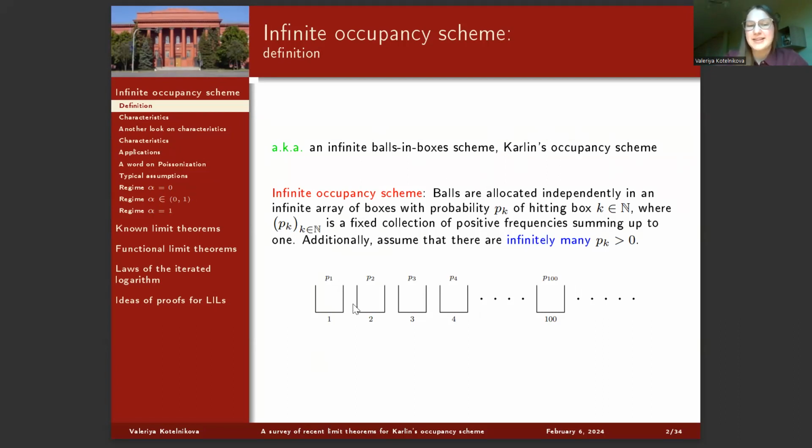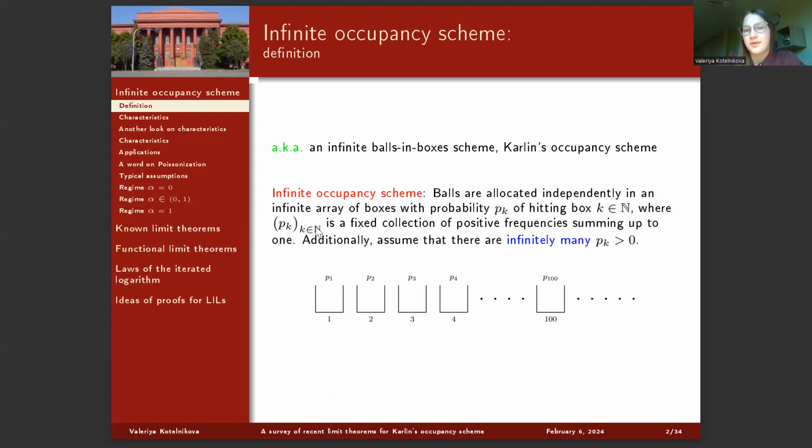And the core is you have an infinite array of boxes numbered 1, 2, and so on, and you throw balls into these boxes with probability p1 of hitting box 1, p2 of hitting box 2, and so on indefinitely. And you throw those balls independently of each other. Here, p_k is a discrete probability distribution, and additionally, you assume that there are infinitely many positive p_k.